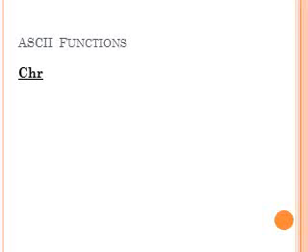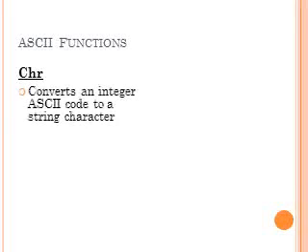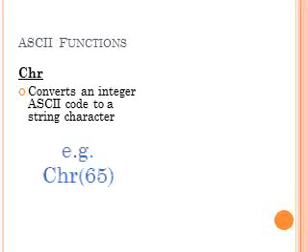The first one is CHR, and what that does is it takes an integer ASCII code and turns it into a string character. Here's an example. CHR 65, the ASCII code 65 is the character capital A. So what CHR 65 does is returns a single string character A to the function or procedure or message box that's calling it.